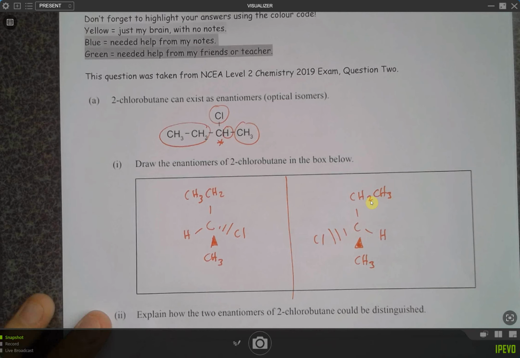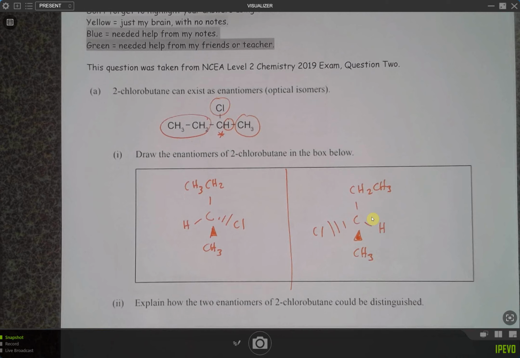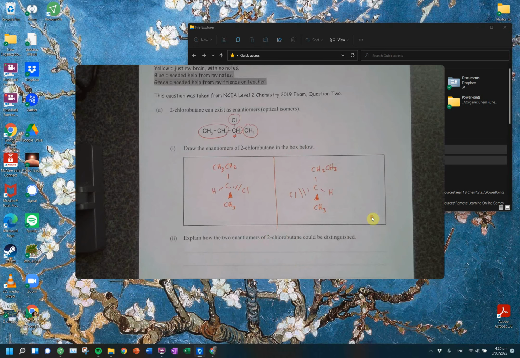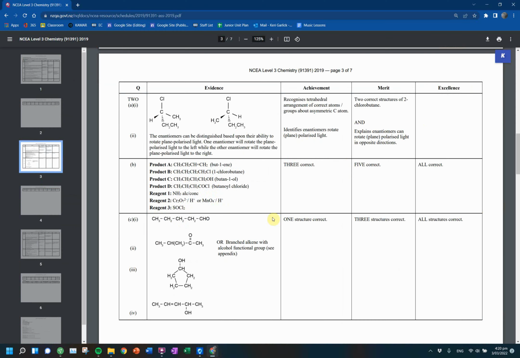Explaining, that's just your typical plane polarized light. Also make sure that you mention how they are similar as well. So if we're looking at the marking schedule for this question, you can see that both of them have been drawn. You don't need to draw it in the exact same way that they have drawn it. The main thing is that you've drawn it as optical isomers, and you correctly flip them around. So it doesn't matter that I have put my ethyl on the top and they've put their chlorine on the top. The main thing is I've done the drawings correctly.